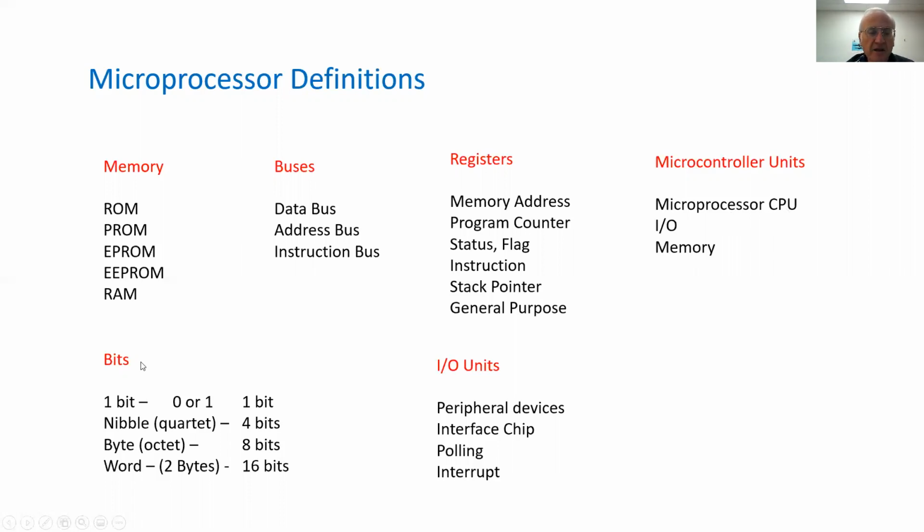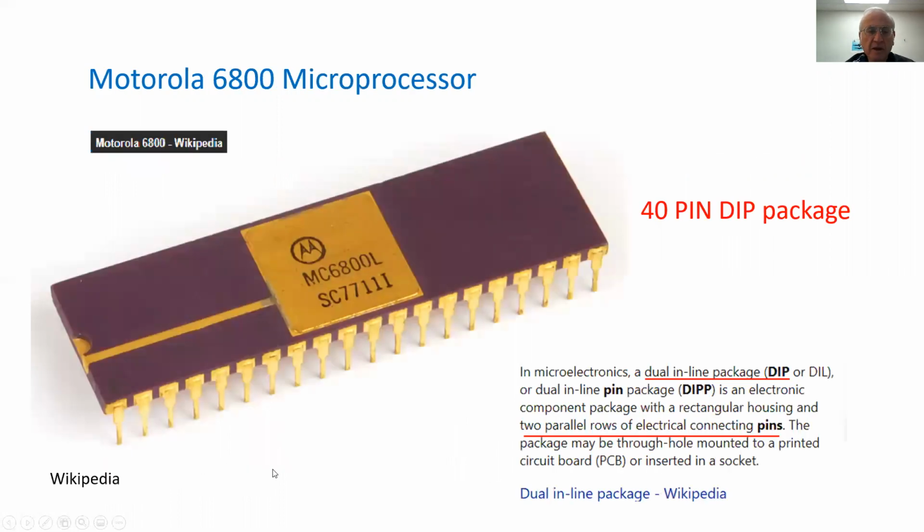The bits that go through the buses are either 0 or 1. A quartet is defined as 4 bits, or a nibble. The byte, or octet, is 8 bits, and a word is 2 bytes, or 16 bits.